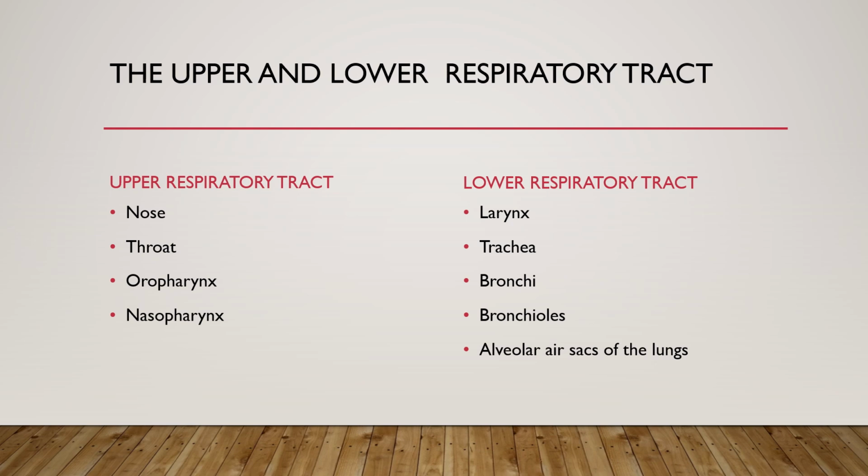Let's take a look at the anatomy of the respiratory tract. In the upper respiratory tract, we have the nose, the throat, the oropharynx, which is basically the back of your throat, and the nasopharynx, which is the back of your nose. Then we have the lower respiratory tract, which includes the larynx, the trachea, the bronchi, the bronchioles, and the alveolar air sacs of the lungs.